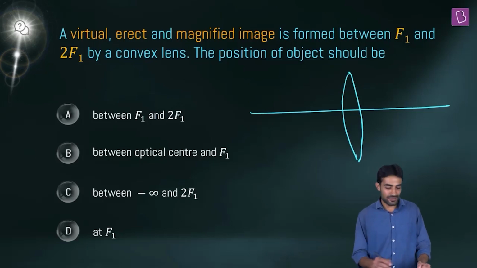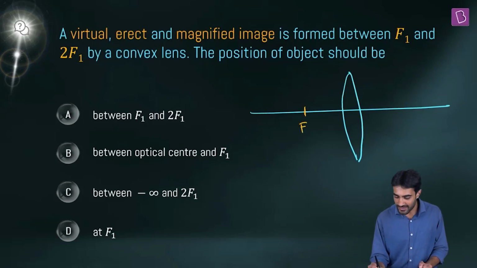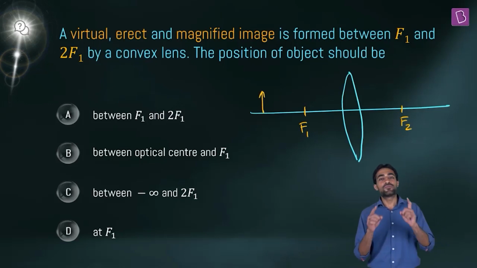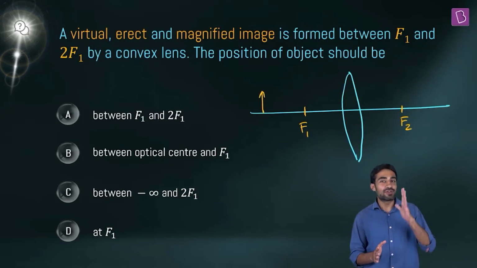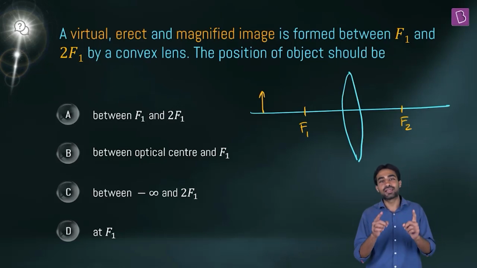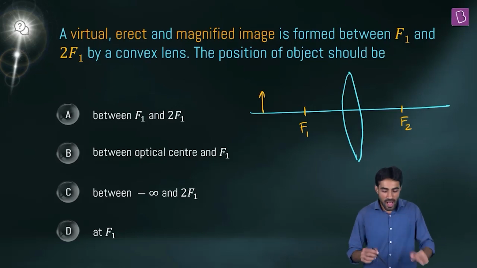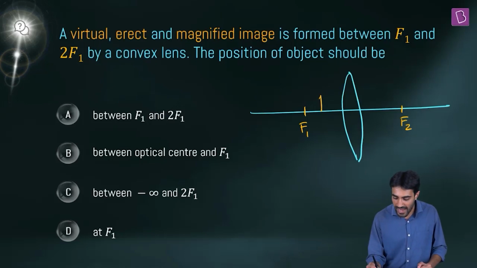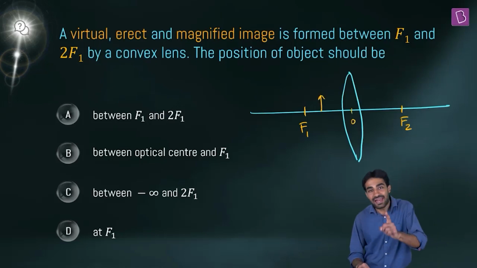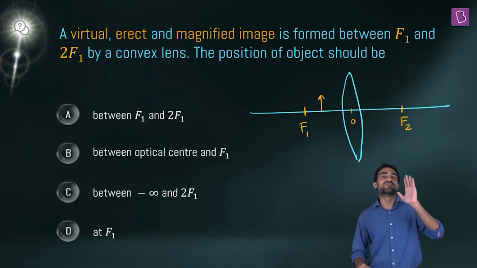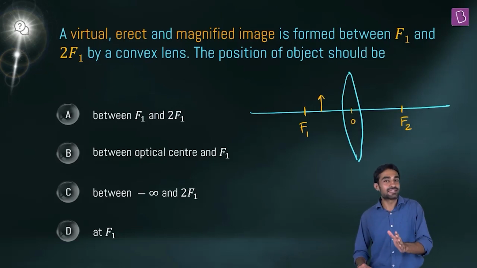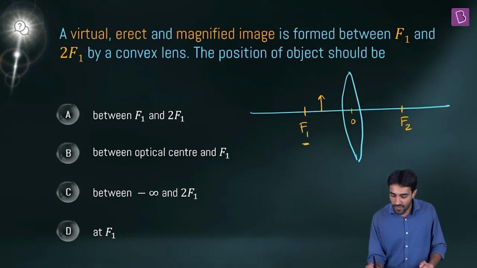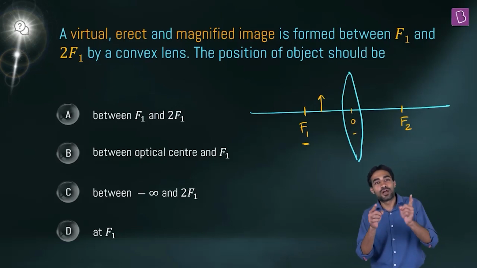Now, let me tell you something. This is F1 and this is F2. If the object is beyond F1, then we will get a real image. If our real object is beyond F1, then we will get the real image. If our object is between F1 and optical center O, then we will get a virtual image. This is the concept. Just remember this. Before focus, we have a real image, and between F1 and optical center, we will get virtual image.